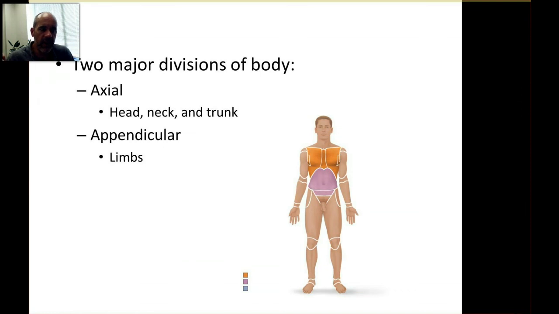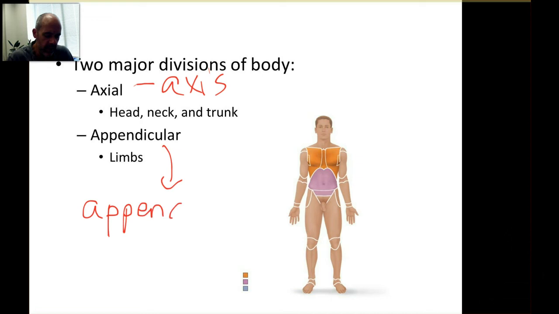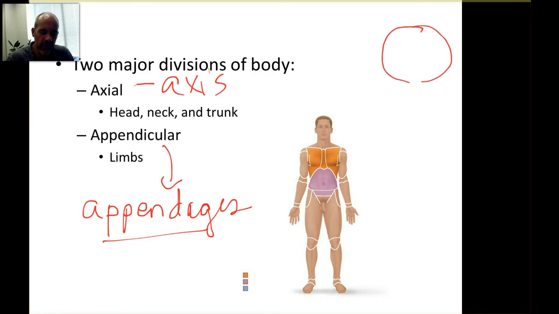If you think about the body, the two major divisions of the body are axial and appendicular. Axial refers to axis, appendicular refers to appendages. All right, so you guys know what your appendages are, your arms and your legs. So those constitute the appendicular division of the body. And then axis, like if you think about the axis of the Earth, the Earth rotates on its axis. That's like an imaginary line that runs through the center of the Earth.